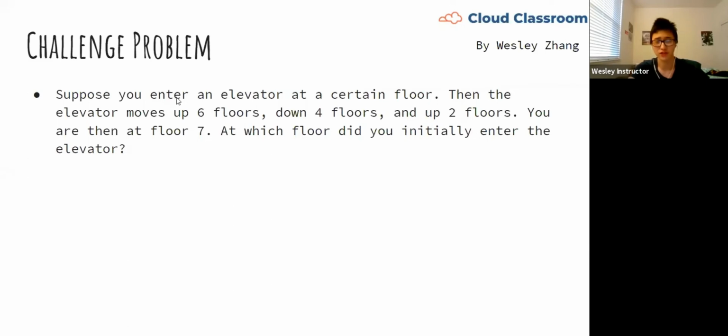This person started at the 3rd floor, and we can go forwards to find out if our answer is correct or not. So 3 plus 6 is 9. 9 minus 4 is 5. 5 plus 2 is 7, and that is our answer.